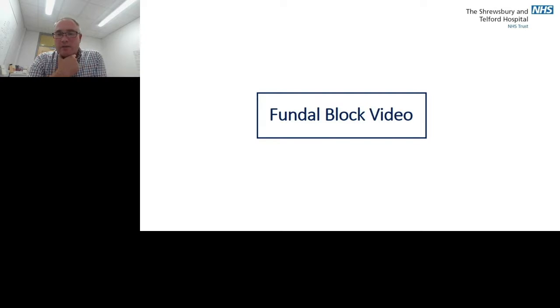So that's the fundal block. And the fundal block's been very useful at reducing after pains in particular for the patients, getting them on their feet and home much quicker.